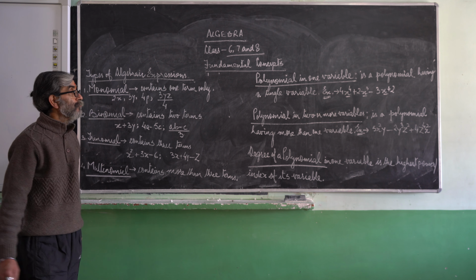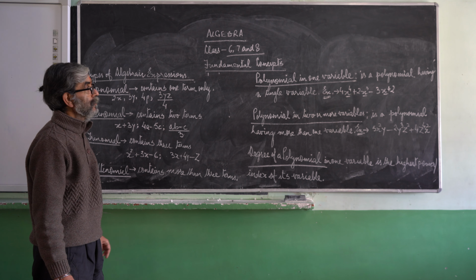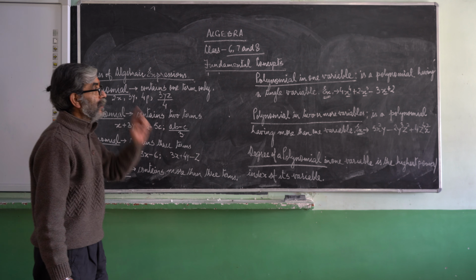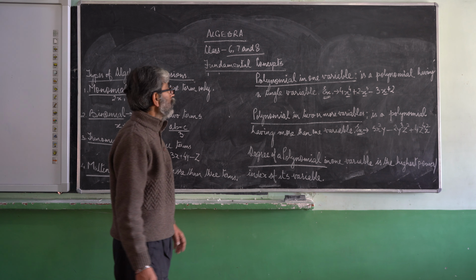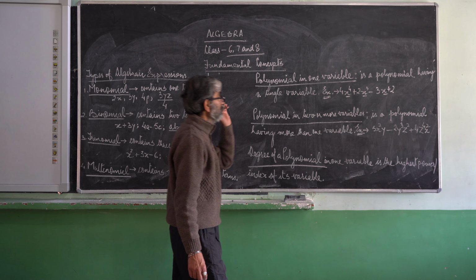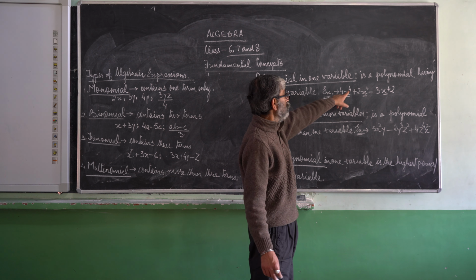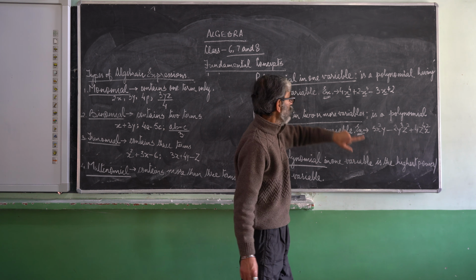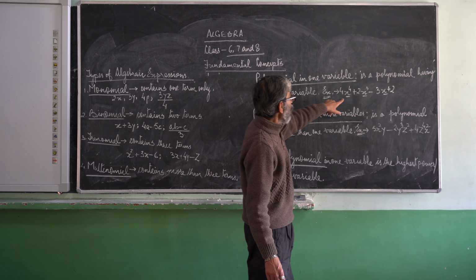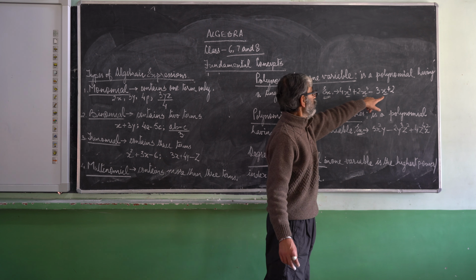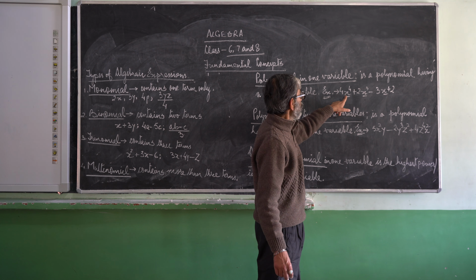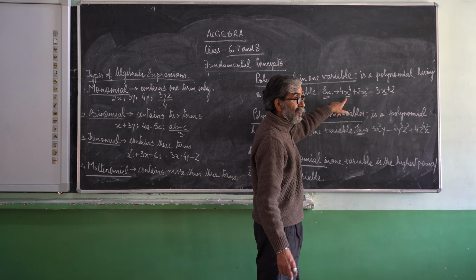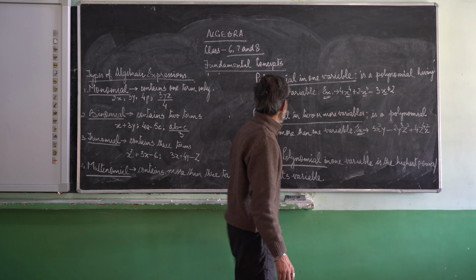Then we come on to polynomials in one variable. A polynomial in one variable is a polynomial having a single variable. Example given to you: 4x to the power of 4 plus 2x cube minus 3x plus 2. And as you must be noticing, I have underlined the variable. It contains only one variable, that is x. There is no other variable.